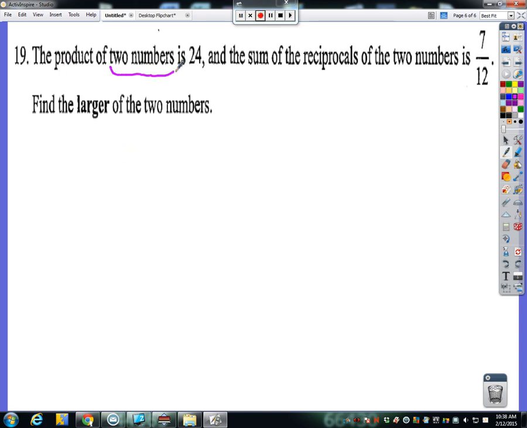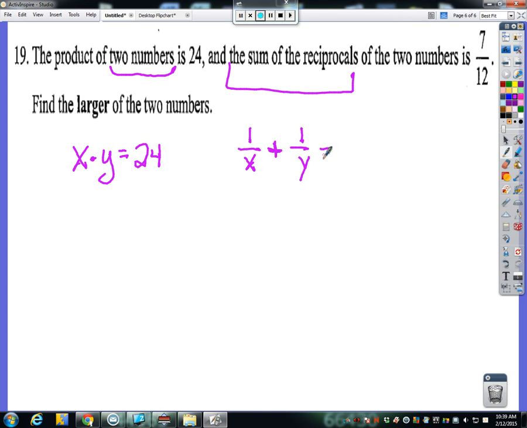But they didn't tell us what variables to use here. So what would be two nice variables to use? How about x and y? So we're going to have x times y equals 24. And the sum of the reciprocals. So if I take x and y and flip them upside down so that I have 1 over x and 1 over y, and I add those together, the sum, I need to get 7/12.